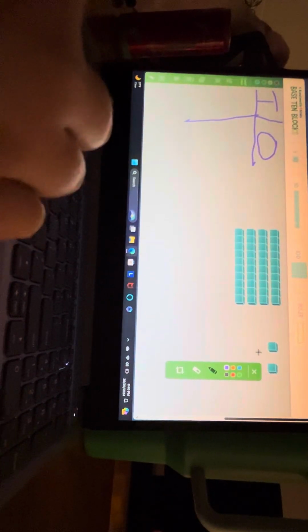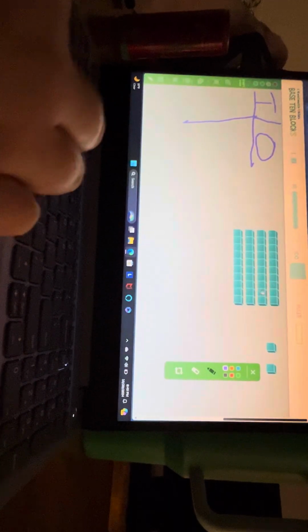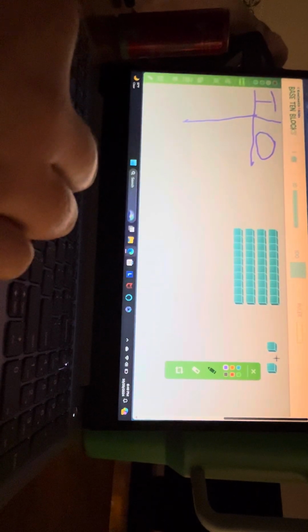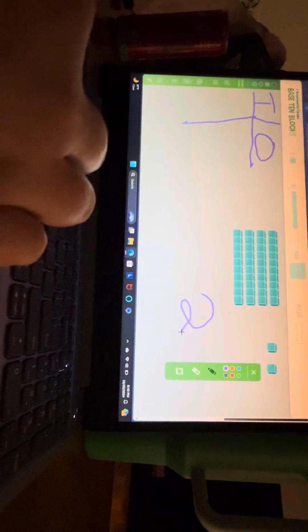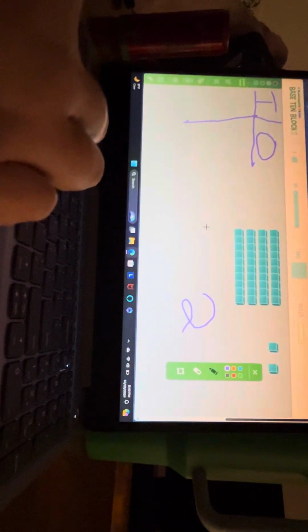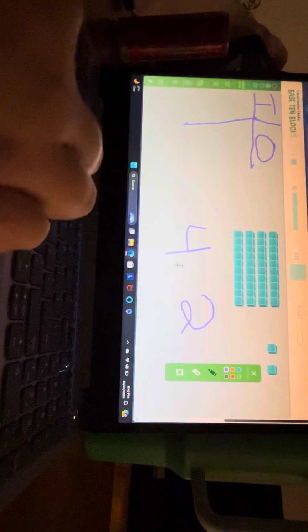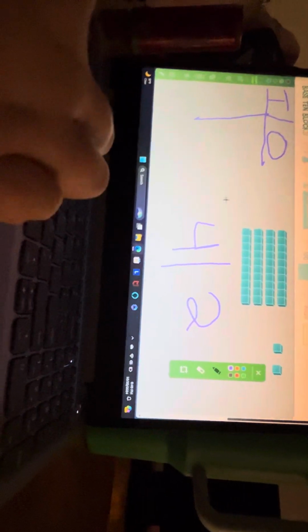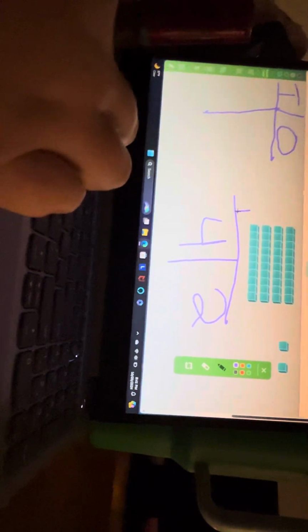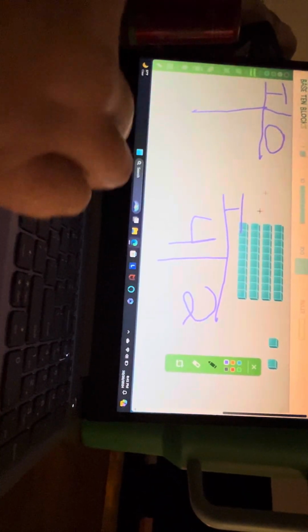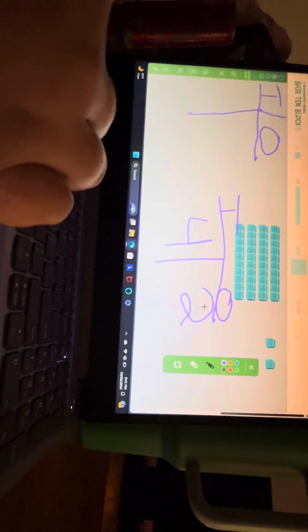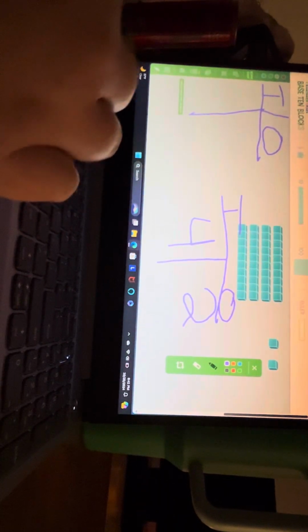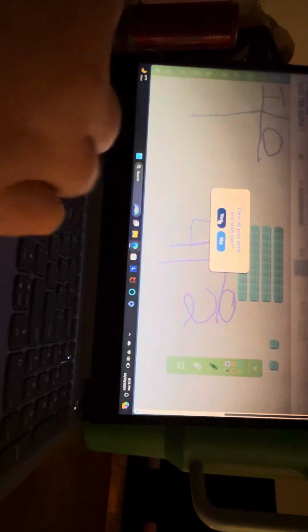So then if we're going on to count our 1s here, we have 40, 41, and 42. So we have 2 1s and we have 40 in our 10 spot. So if we split that down again, we have 4 in our 10s and 2 in our 1 spot. So now that we did that, we're just going to do a simpler one here.